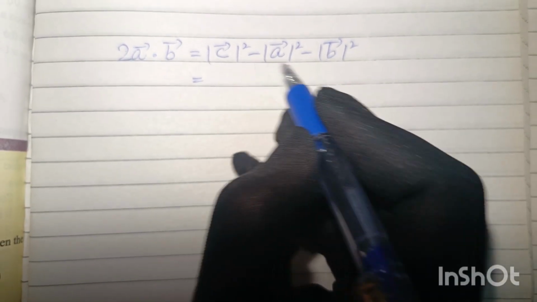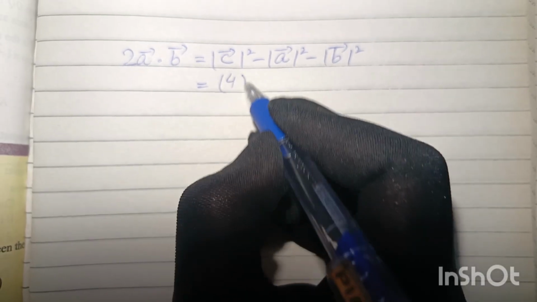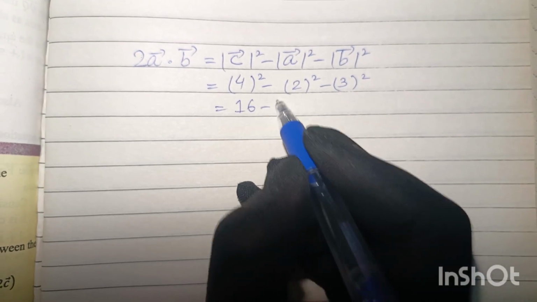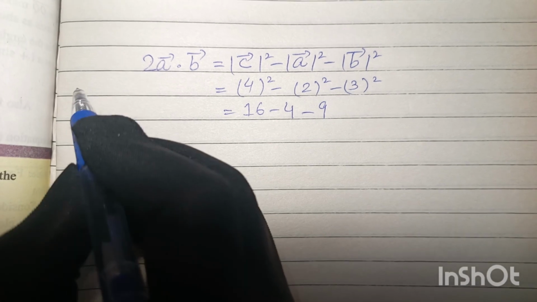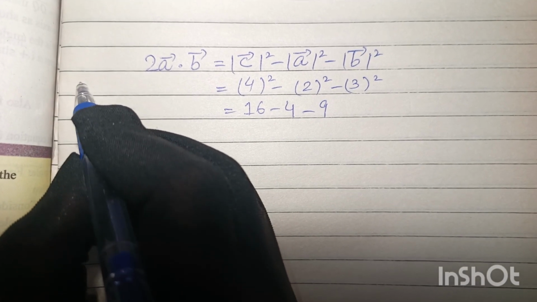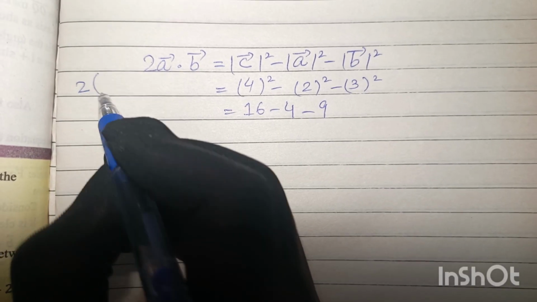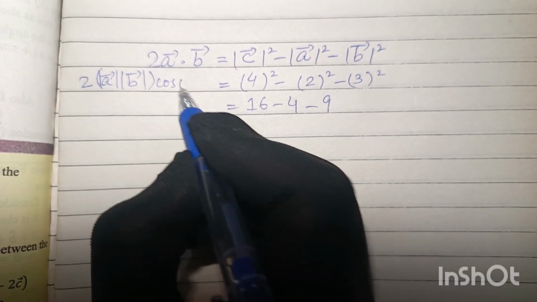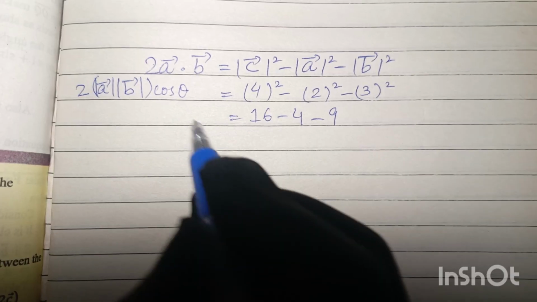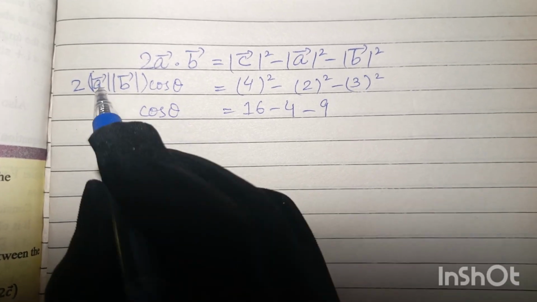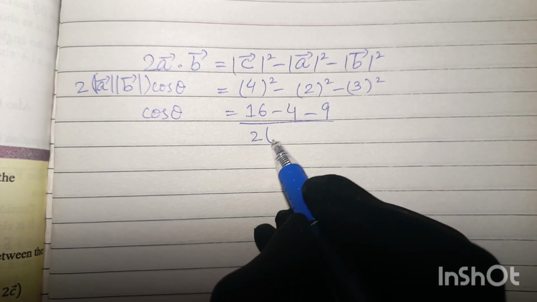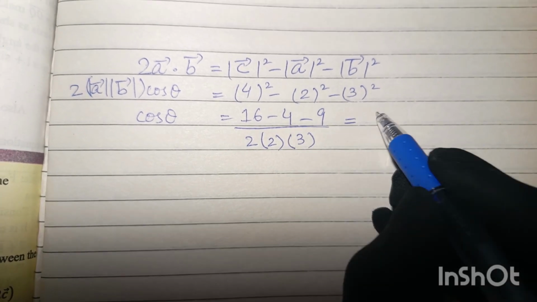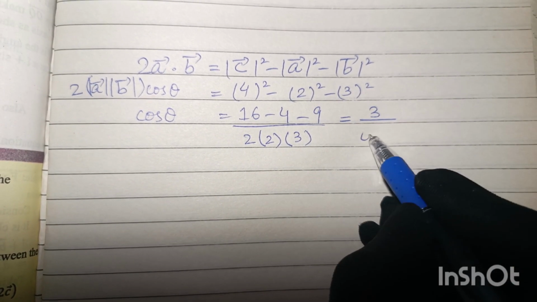Now we put the values of these three vectors' magnitudes, which is 4 square minus 2 square minus 3 square, which is equal to 16 minus 4 minus 9. And here we open the formula, that is 2 as it is, and magnitude of A into magnitude of B into cos theta, which is the formula for dot product. So then we divide by 2AB here. 2 times magnitude of A, which is 2, and magnitude of B, which is 3. This is equal to 3 divided by 4 into 3.